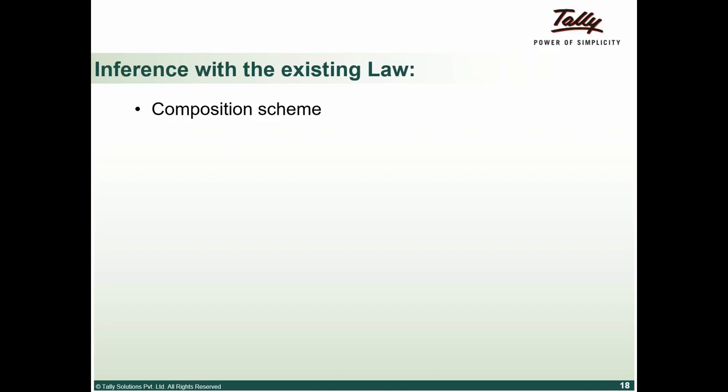The next is the composition levy, right? Currently the composition levy is somewhere between 1 to 2% under various categories, and the current draft law does not specify the rate of composition levy, but it says that it cannot be less than 1% of the total turnover of the composition dealer for the given month or period, right? Since it's a quarterly return, it is generally going to be for every quarter. But there is no specific rate that has been specified yet.